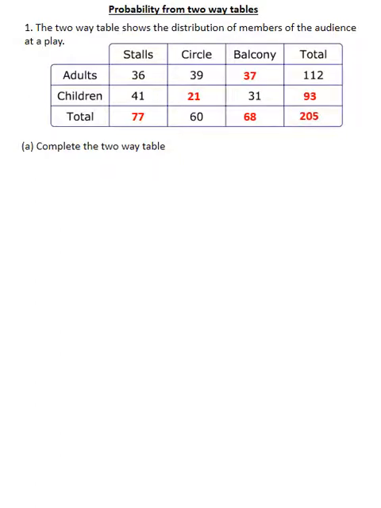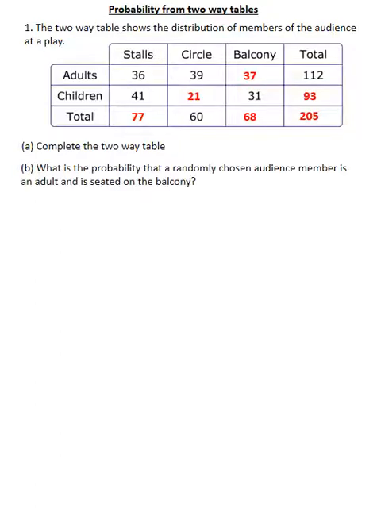Remember that 205, down in the right corner, represents the total number of adults and children, or in other words, it is the total number sitting at the stalls, circle, and balcony. Let us start with the first question about probability. What is the probability that a randomly chosen audience member is an adult and is seated on the balcony? So I have to find the number of adults sitting on the balcony. I have 37 out of a total audience of 205. So the answer is 37 over 205.